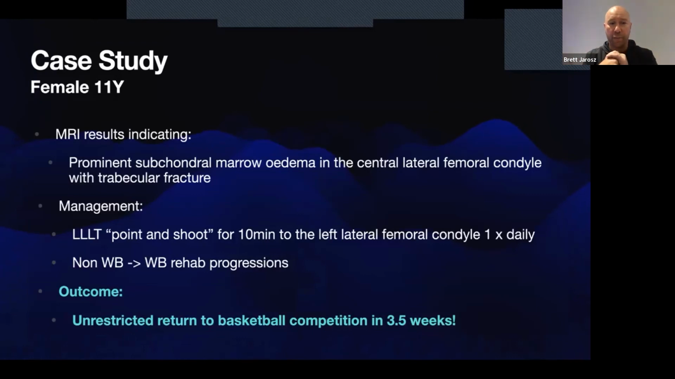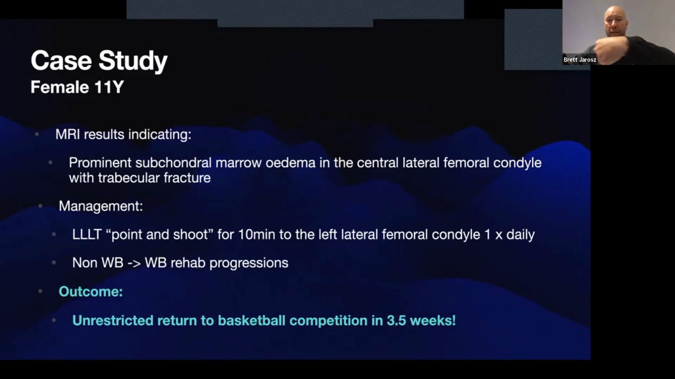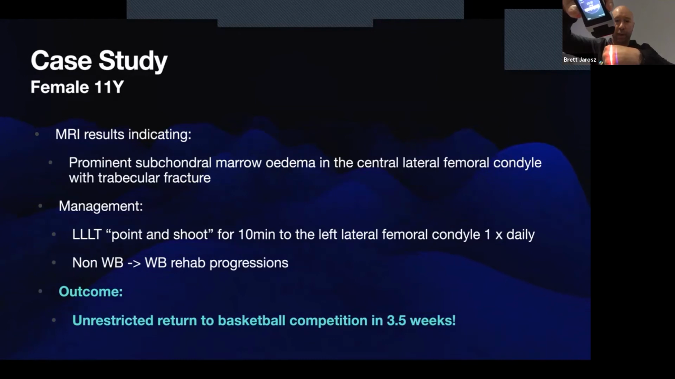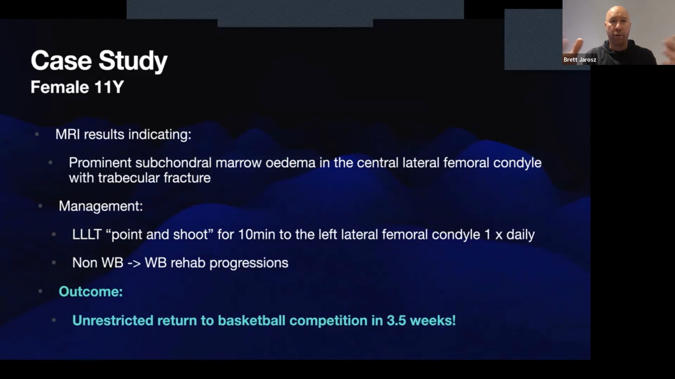So the MRI results indicated prominent subchondral marrow edema in the central lateral femoral condyle with a trabecular fracture. So all I did was I grabbed the laser. We'll go through this point and shoot protocol we've talked about the last 2 modules. So from our point of view, real simply, that's a lateral femoral condyle, I was just pointing it at the lateral femoral condyle, point and shoot, and had that over that area for 10 minutes. I was doing that to my daughter once a day, and I was doing, obviously, rehab progressions with it. So knee range of motion, quad activation, etc., gradually building her based upon her functional capacity tests.